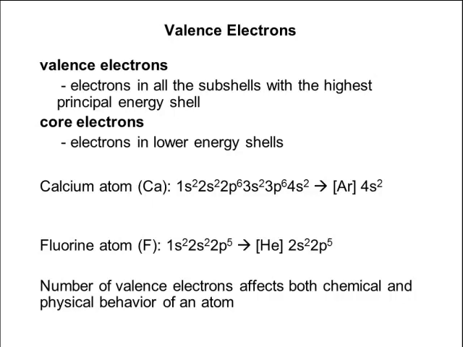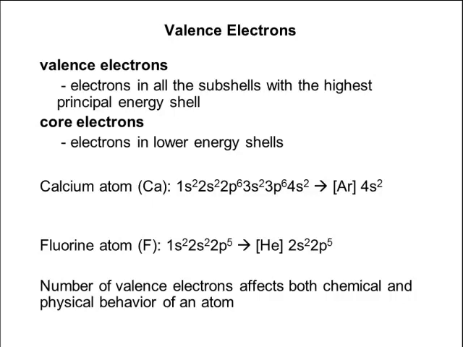Fluorine, why does it become a -1 charge? Well, if fluorine picks up an extra electron, it goes to the 2s2, 2p6, which is another noble gas core configuration. Okay, so it's important to be able to identify these valence electrons and these core electrons.